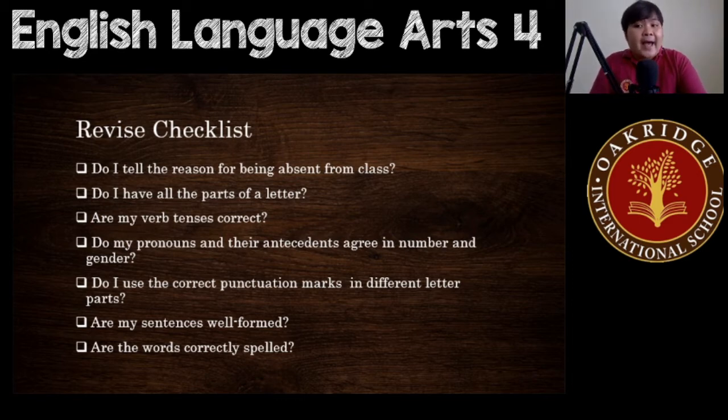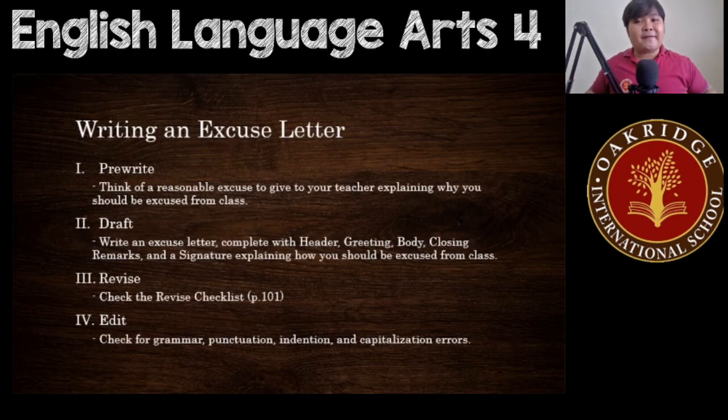Number 2, do I have all the parts of a letter? Are my verb tenses correct? Do my pronouns and their antecedents agree in number and gender? Do I use the correct punctuation marks in different letter parts? Are my sentences well formed? Are the words correctly spelled? These are your revise checklists.